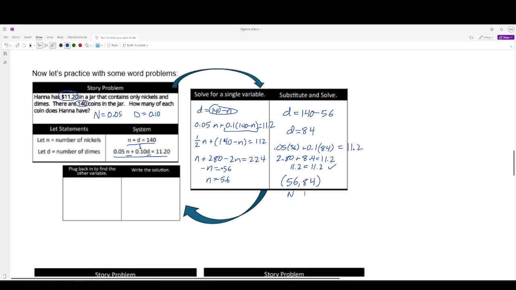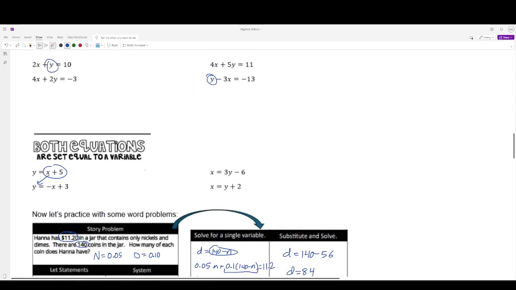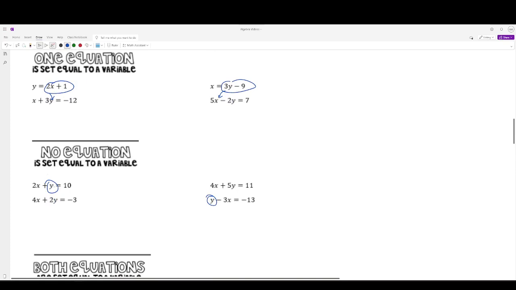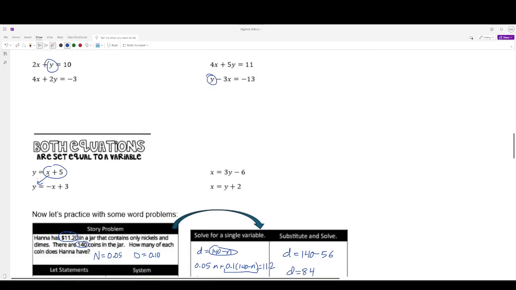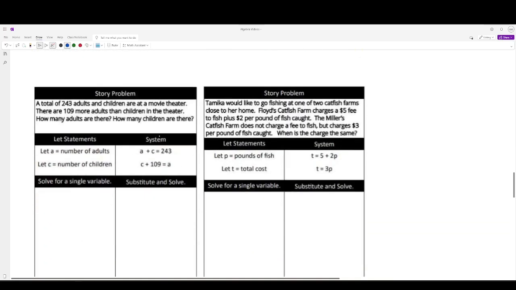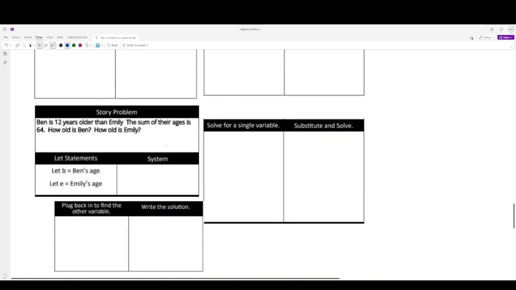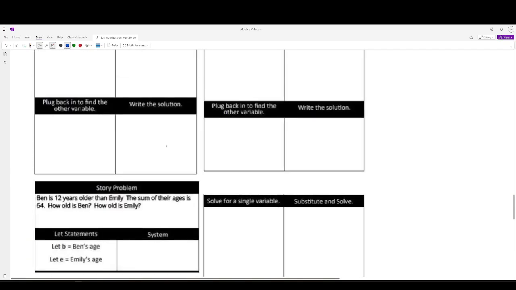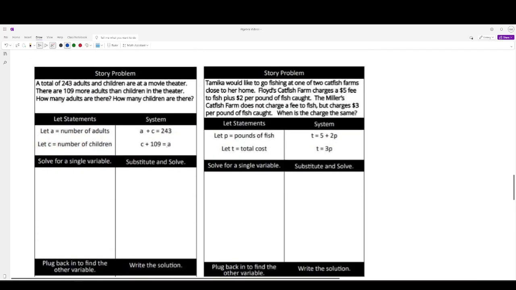So that's nickels and dimes. And there we go. So we can use this method with a variety of kinds of problems. So we saw 3 different cases here where we had a variable isolated, where we had a variable needing isolating manually, or where both things were already solved for the same variable. And then we saw a word problem. I'm going to leave the other 3 word problems as practice for you to do, and you can check using the key on Canvas. But it's the same approach to solve them.